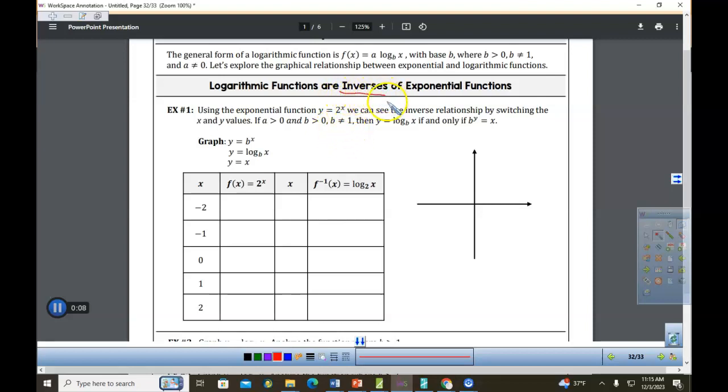What are logs? Logs are inverses of exponentials, right? And we can flip our domain and range. The graphs are reflected. Let's actually do an exploration of that today. So we're going to graph y equals b to the x, y equals log base b of x, and y equals x. Well, y equals x is pretty easy. Boom. So they pay me the big bucks, right?